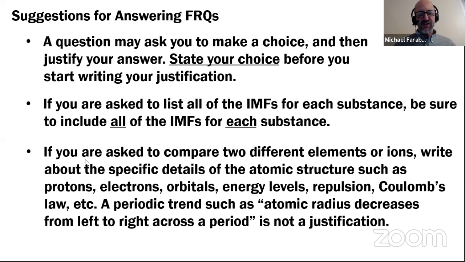Suppose you're talking about atomic structure and you're asked to compare two different elements or ions. Make sure to write about the specific details of the atomic structure, such as protons, electrons, orbitals, energy levels, repulsion, Coulomb's law, etc. A periodic trend, such as atomic radius decreases from left to right across a period, is not a justification. So do not say size gets larger as you go down. That is not your reason why. Talk about the orbitals and the energy levels. Don't say size gets smaller as you go across. Talk about the difference in effective nuclear charge and how the valence electrons are located in the same shell or energy level.